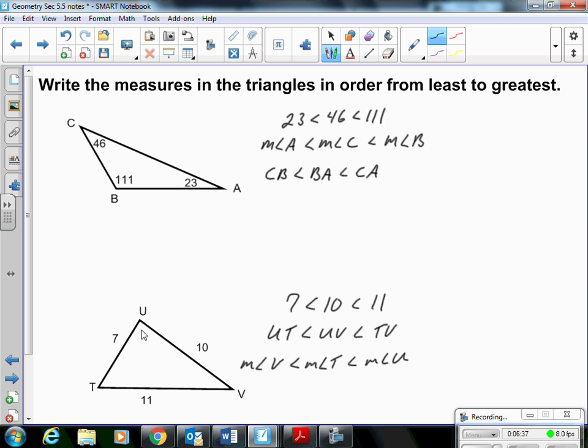All right. Questions on those? The largest side is always across from the largest angle. The smallest side is always across from the smallest angle, and vice versa. The largest angle is across from the longest side, and the smallest angle is across from the smallest side.